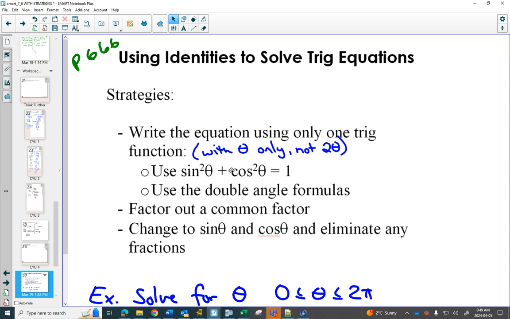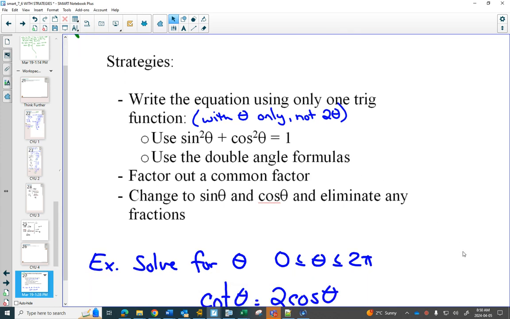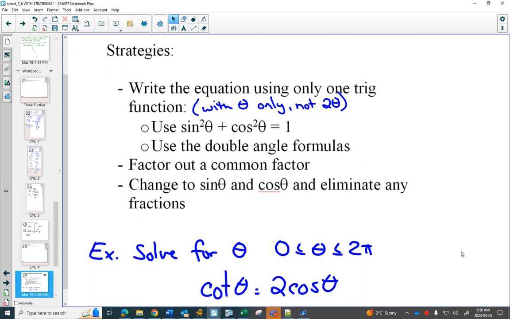need to use. We used some of them already in chapter 6, like sine squared theta plus cos squared theta equals 1. But now we're going to have some more and re-look at those as well. So what we're going to do is we're going to write down some strategies. Then we're going to look at different questions and see how we can use those strategies to solve them. So I'll get you to write this down first. And there's our first question.